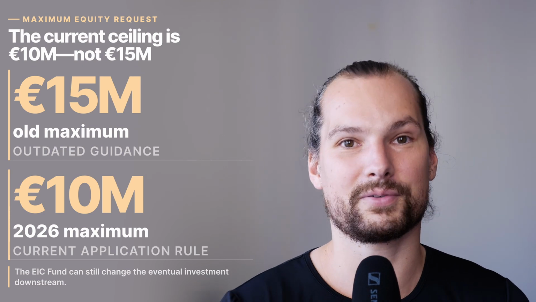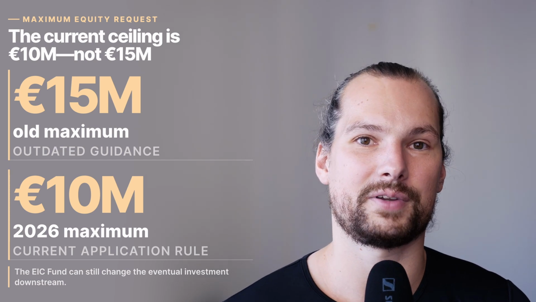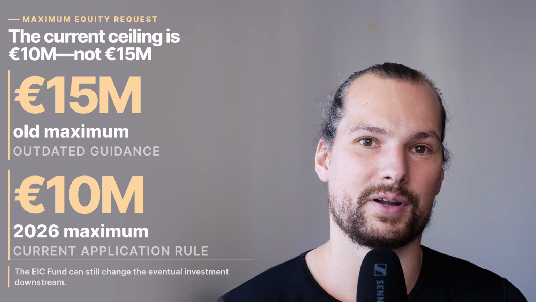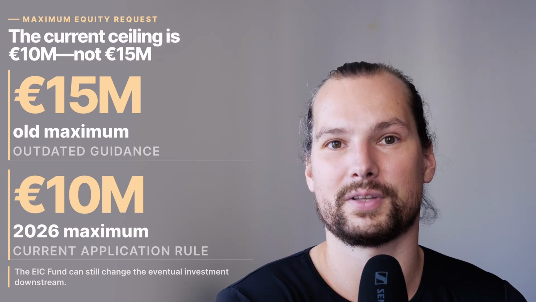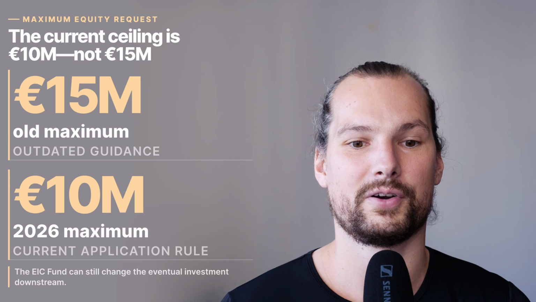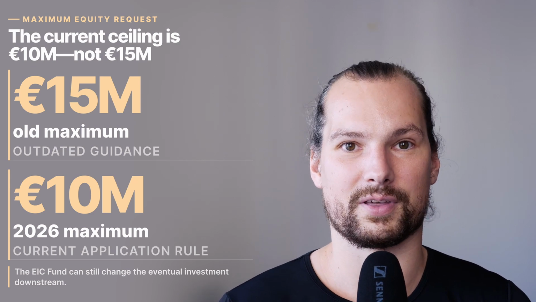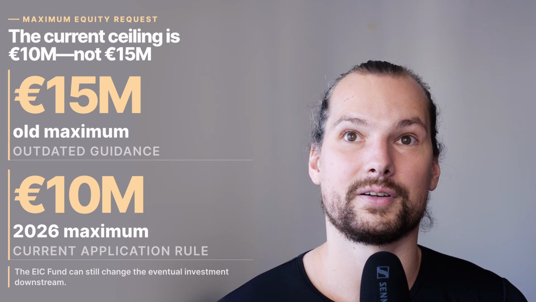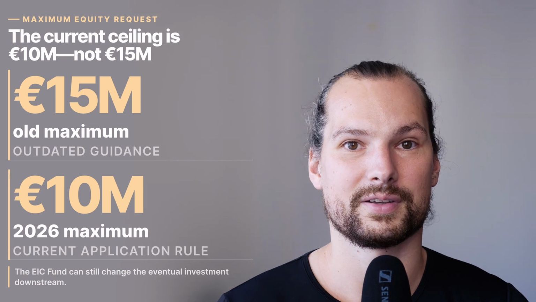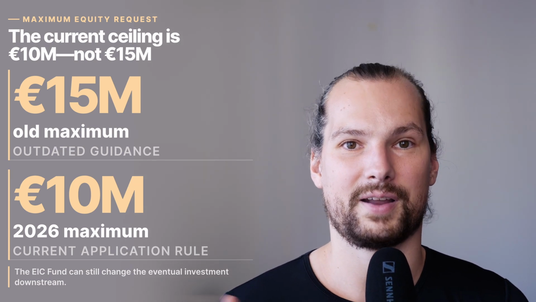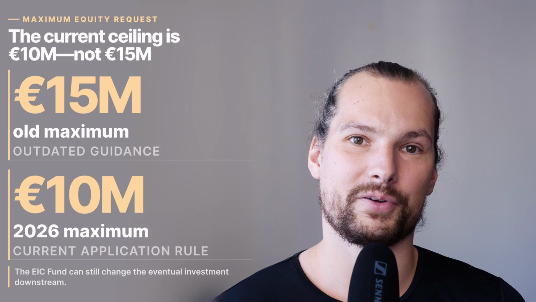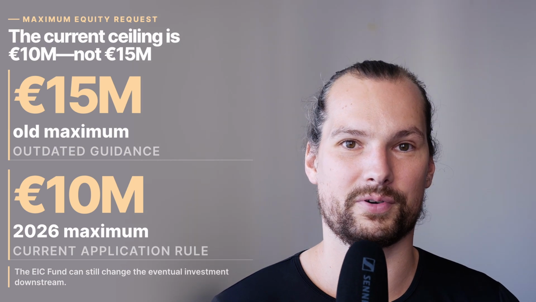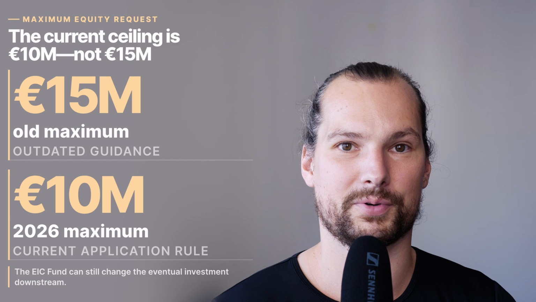For the equity funding, now you can go up to 10 million. There used to be a time when you could ask for up to 15 million, but they changed that. It's up to 10 million now. There are still exceptions to that because the EIC fund can still decide to invest more or less. There is still a variation that can happen afterwards. But if you apply for the EIC Accelerator, you have to stick to the rules. It's, let's say, up to 10 million is what you ask for.